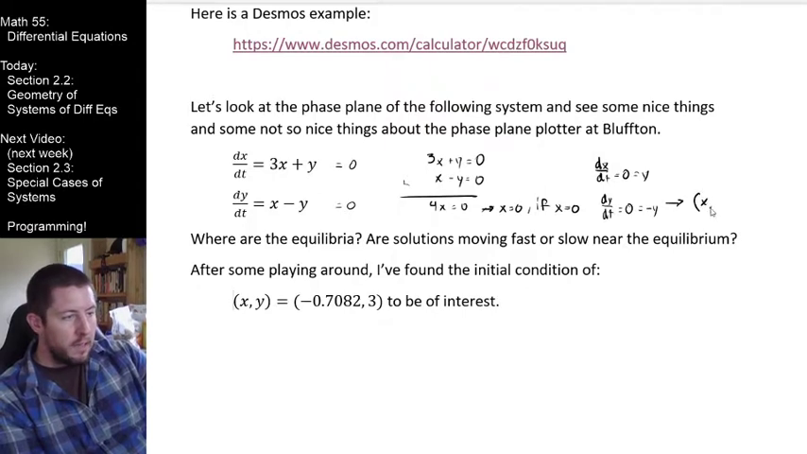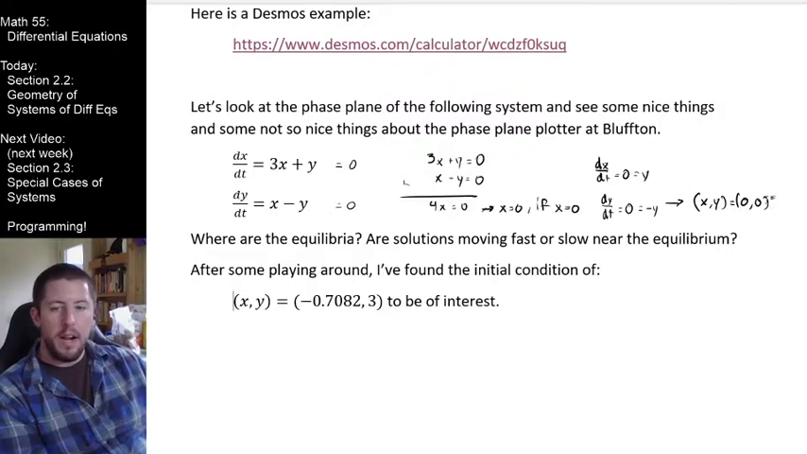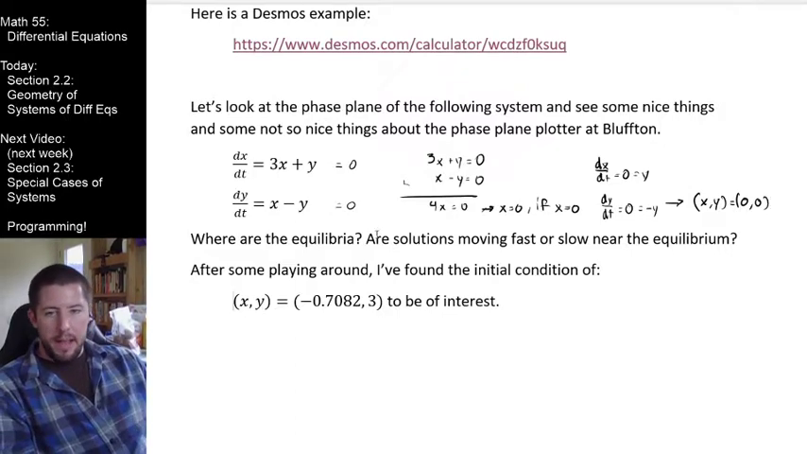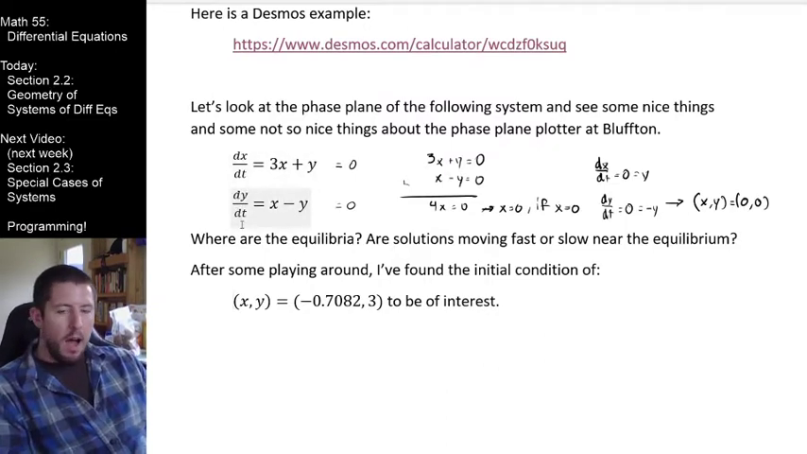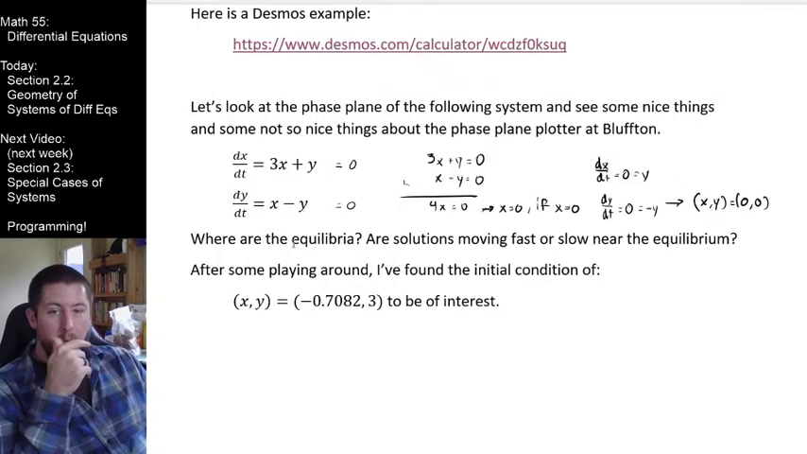So it looks like x, y equals 0, 0 is our only equilibrium location right there. I think the origin is the only one, and you can see that super easy. Make x and y 0 and 0. Obviously dx/dt and dy/dt are both 0. So that's going to be our one equilibrium location.